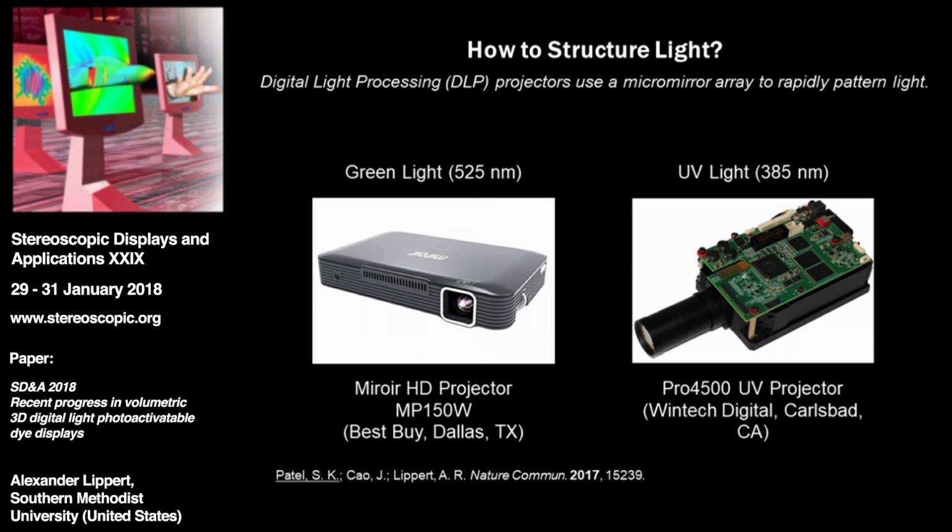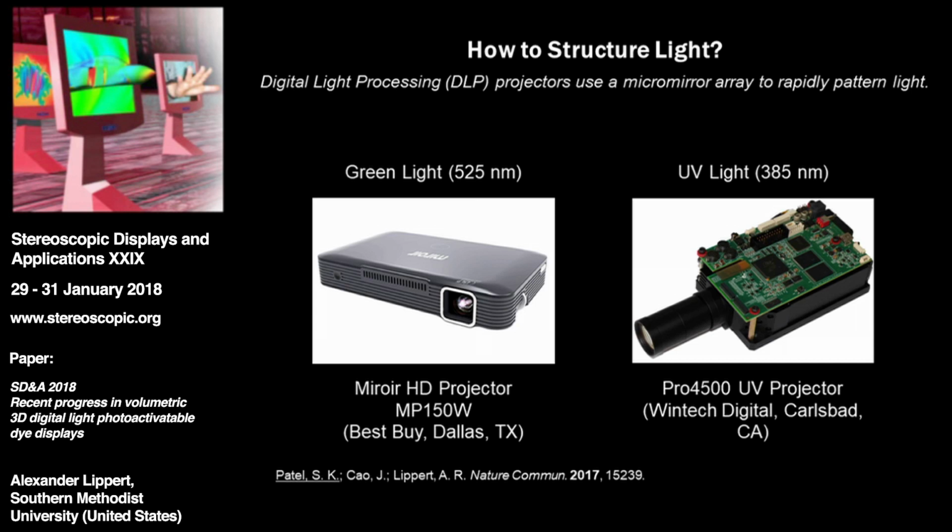And so at this point, we had been able to make one voxel, but we wanted to make images, so we needed a way to pattern the light. So we turned to projectors. These pico projectors are actually pretty readily available now for a visible light source, and I actually just went to Best Buy and bought one for a couple $100.